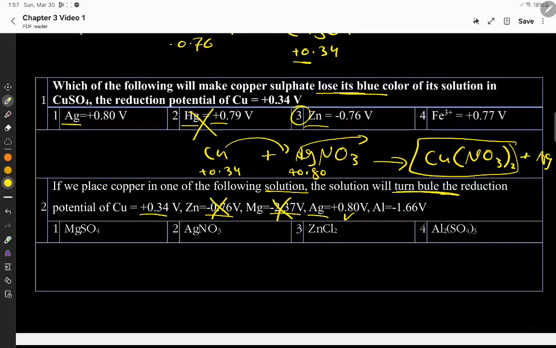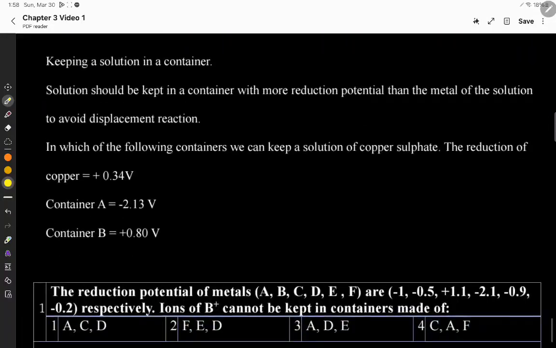This question tells you: copper is more reactive than which one? Is it more reactive than magnesium? No. Is it more reactive than Ag? Yes. Is it more reactive than zinc? No. Is it more reactive than aluminium? No, because all of them have negative values except this one, Ag, which has more reduction potential, which is less reactive. So copper can make a blue solution if we place it here in AgNO3.